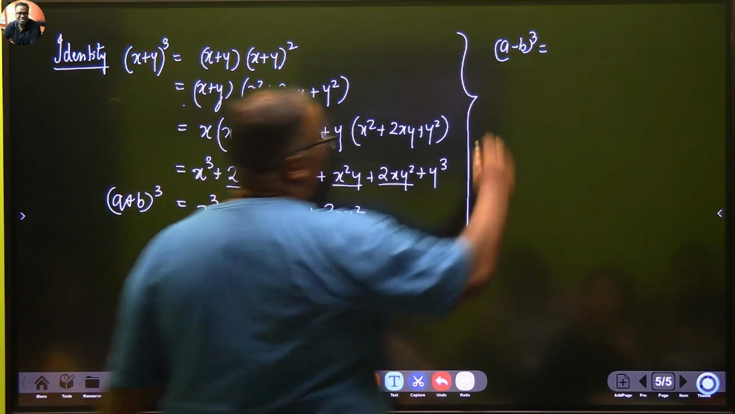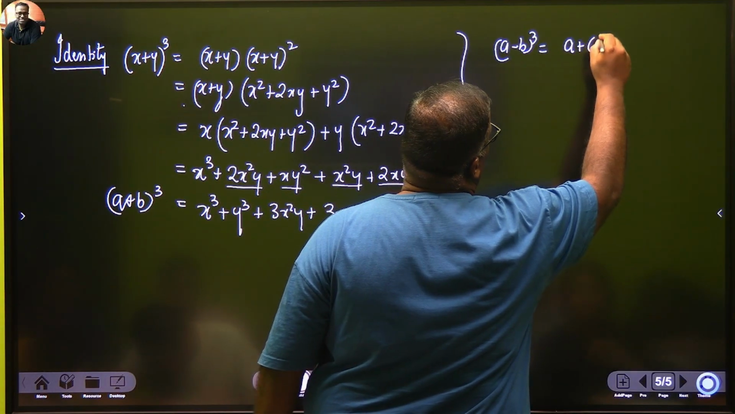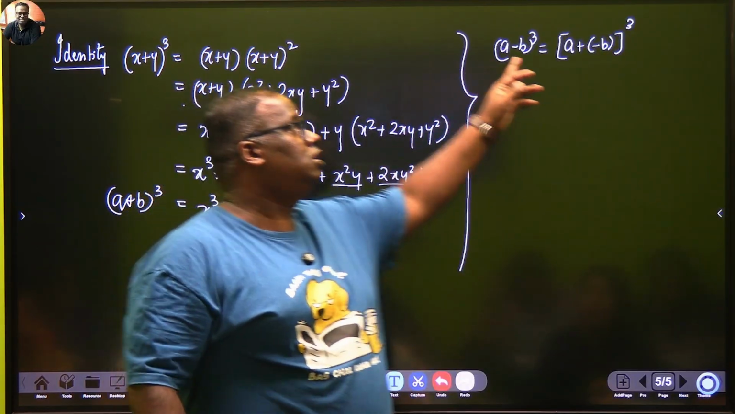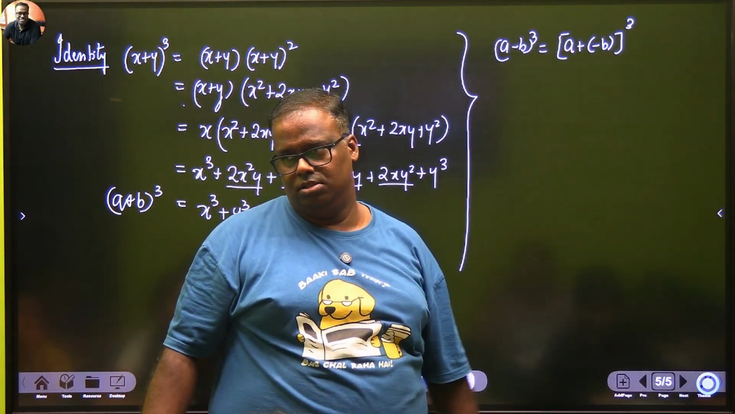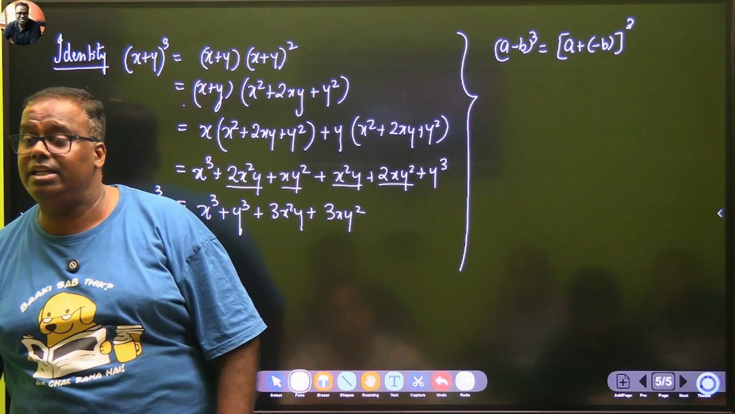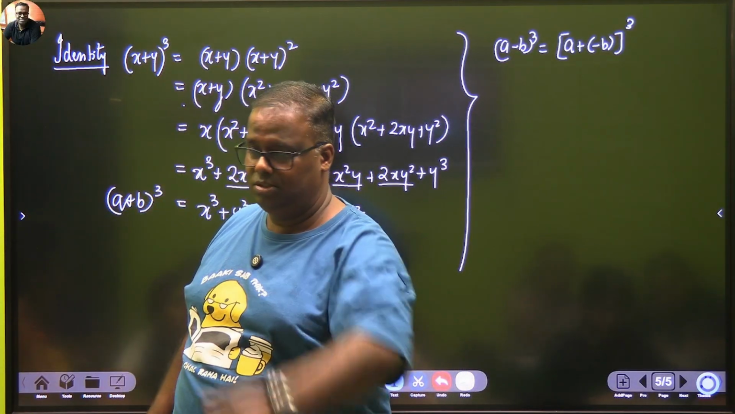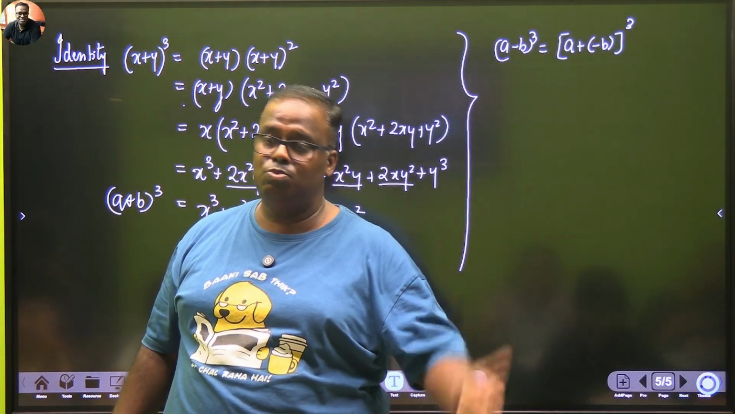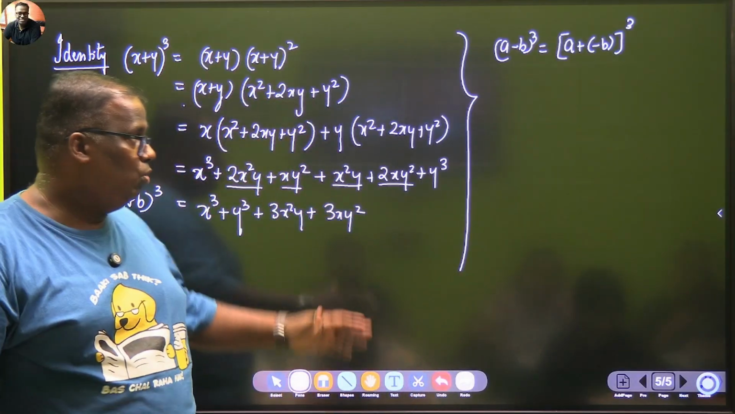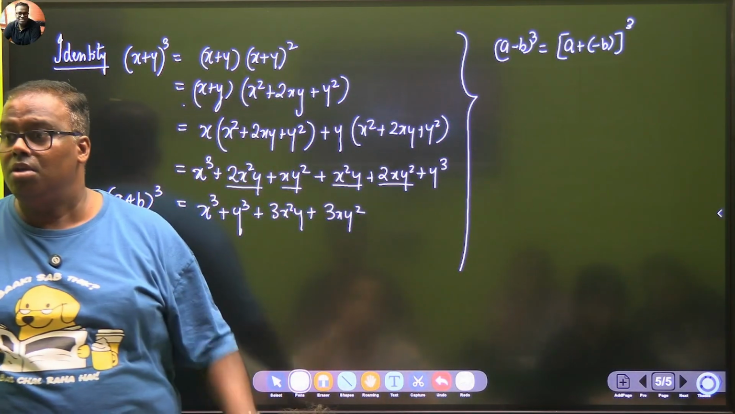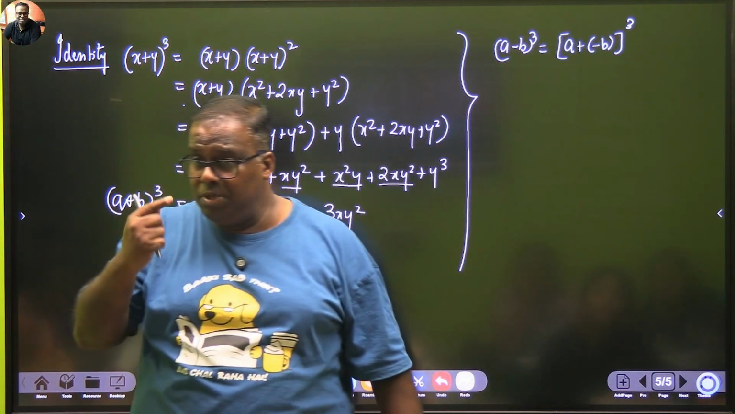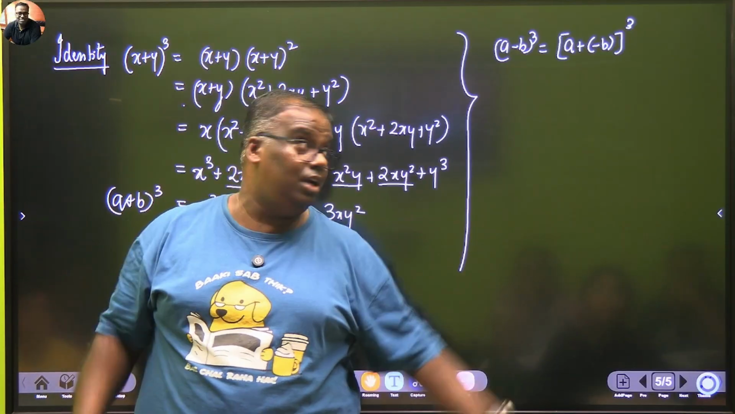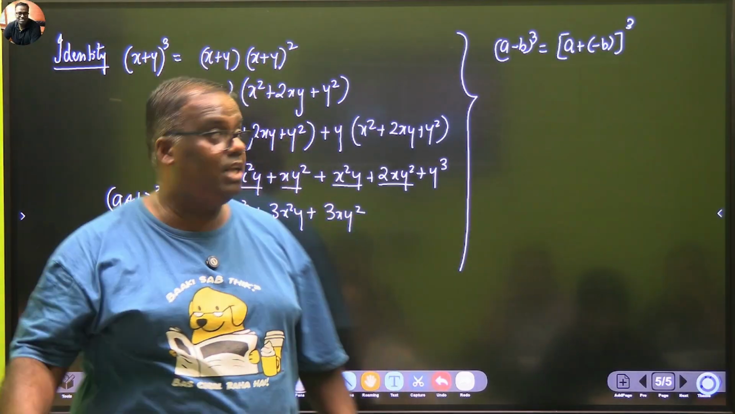Now look here. A minus b whole cube can be written as a plus of minus b whole cube. Do you agree or not? I have changed this expression to a plus b whole cube format. And remember, any negative number with an odd exponent will yield negative. Any negative number with an even exponent will yield positive. Now look here, who is negative here? B is negative. So every b term which we find with an odd exponent will yield a negative output.